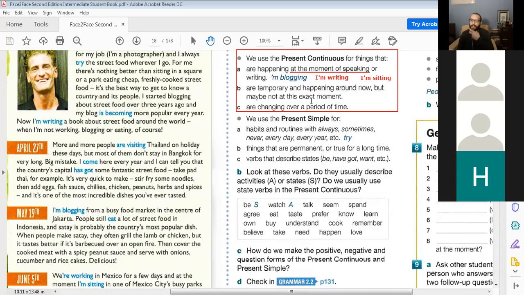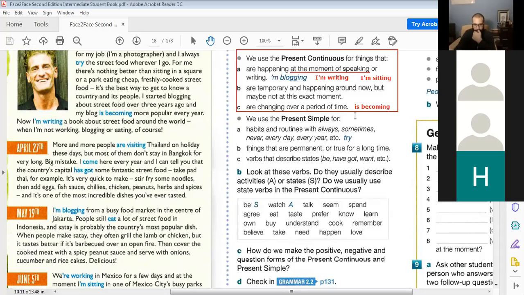Okay, what about B here? Something temporary happening around now. Visiting, maybe. These days. Visiting. And working, we are working. What about C? Changing over a period of time. We are visiting, working. Is becoming more popular every year. Yes. And okay, so C is becoming popular. Yes. And the other one?